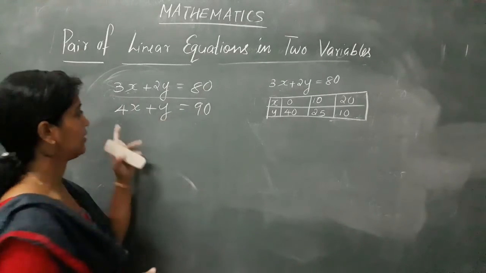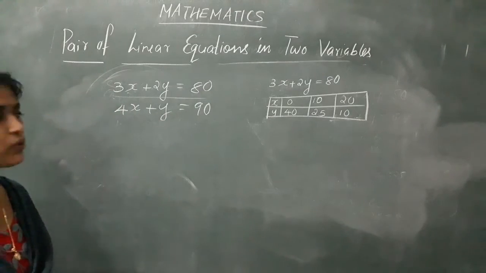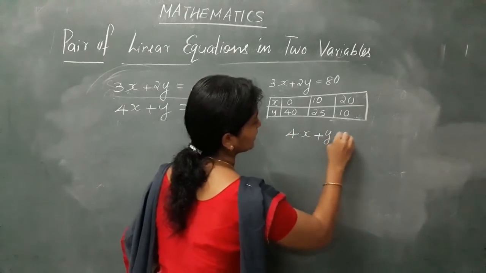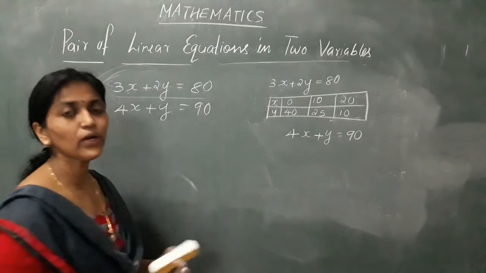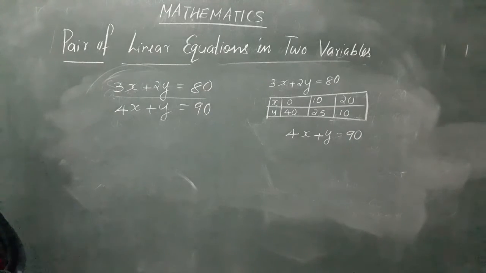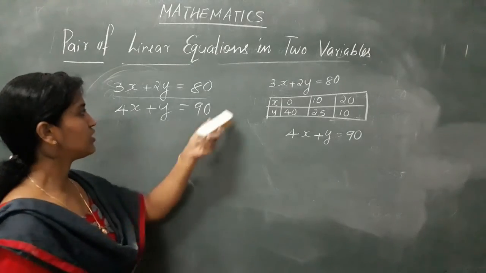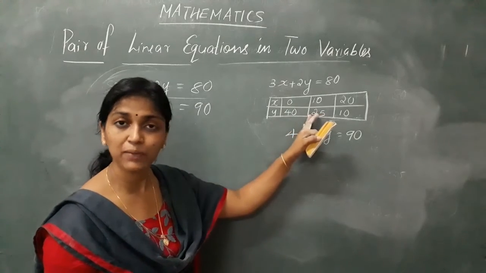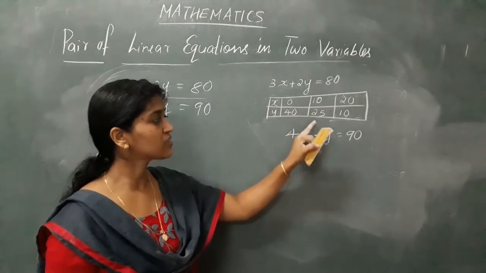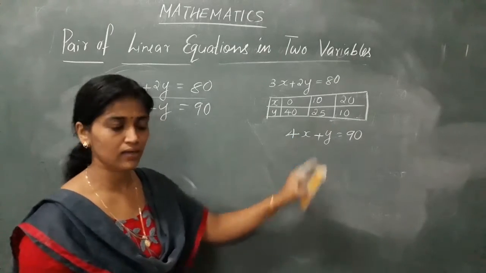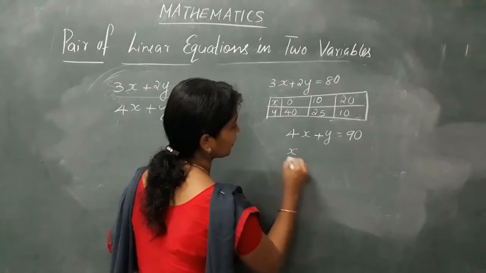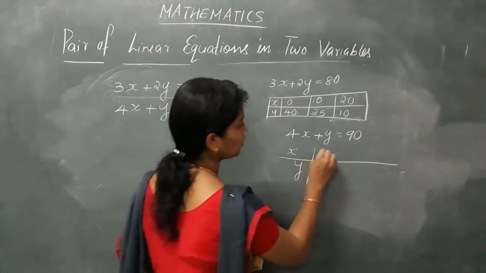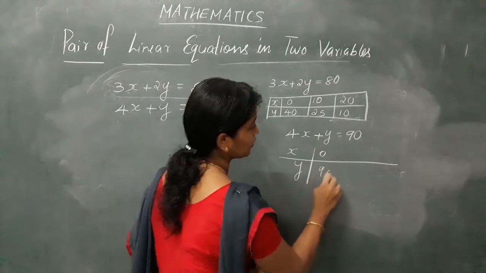What is our linear equation? 4x plus y is equal to 90. Clear? So when you are asked to represent it algebraically and geometrically, you first find the algebraic form. For the geometrical form, you will have to find solutions this way and put them inside a box. It carries marks. The box carries the marks. Next, here also I am going to find x and y. I give x value as 0. When I give x value 0, I get y value as 90.